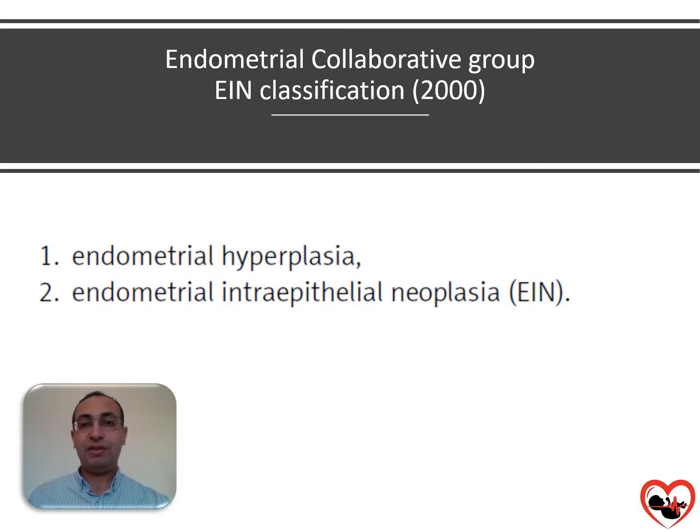The second classification system was introduced by the Endometrial Collaborative Group, and it was called the EIN classification in 2000. It divided endometrial hyperplasia into 2 categories. One is endometrial hyperplasia. The second is endometrial intraepithelial neoplasia, EIN.